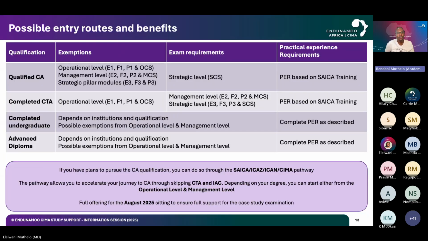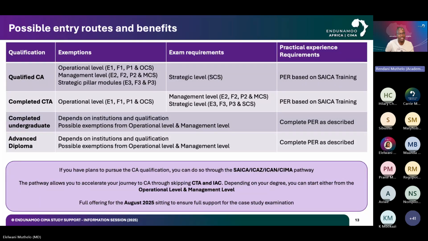Some of the possible or typical journeys, I've now noted them here. So if you're a qualified CA, you will definitely be exempted from the entire operational level, the entire management level, and from a strategic perspective, the pillar modules will be exempted. So you don't need to do E3, F3, and P3. You only need to do the exam requirements.